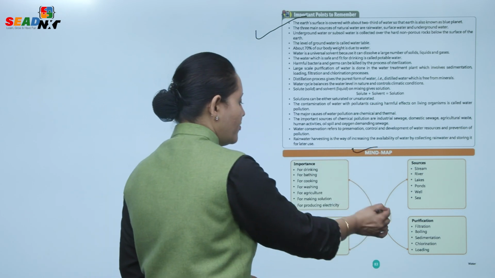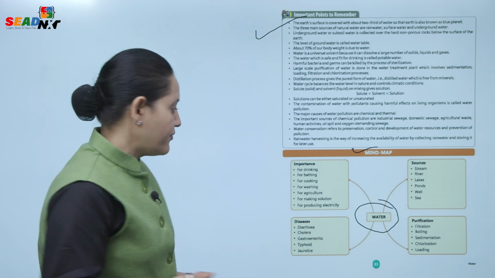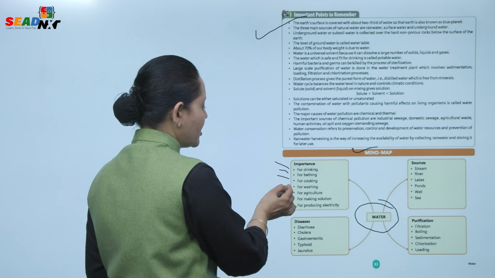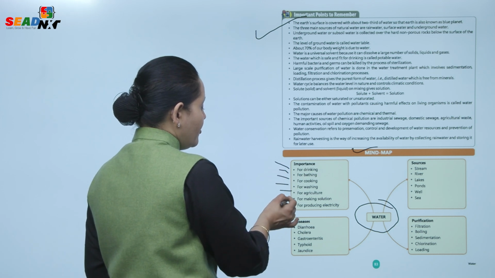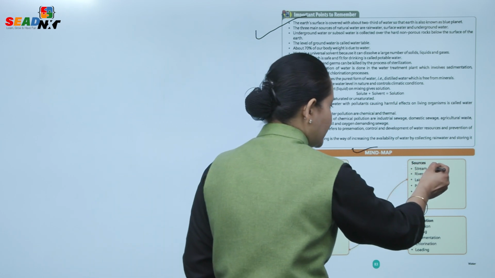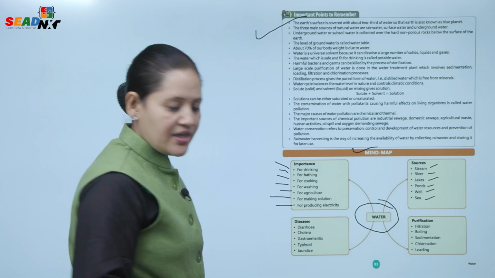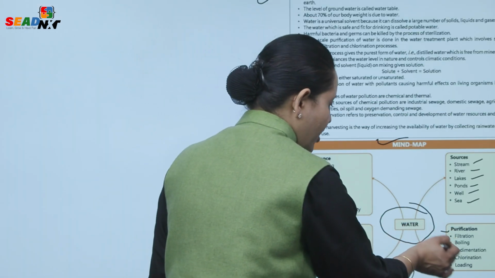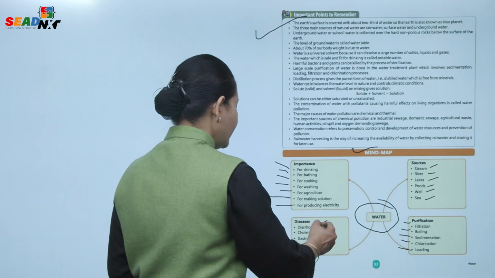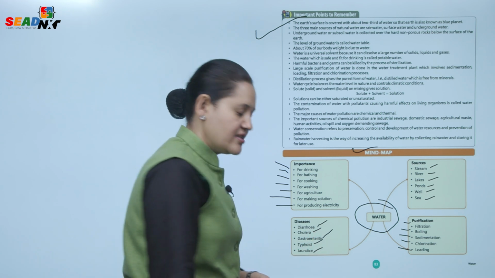Here the water that we know is very essential and very important for all of us. Its importance: it can be used for drinking, bathing, cooking, washing, agriculture, for making solutions and for producing electricity. Sources are stream, river, lakes, pond, well and sea. How can we purify? By filtration, boiling, sedimentation, chlorination and loading. Here are some waterborne diseases: diarrhea, cholera, gastroenteritis, typhoid and jaundice.